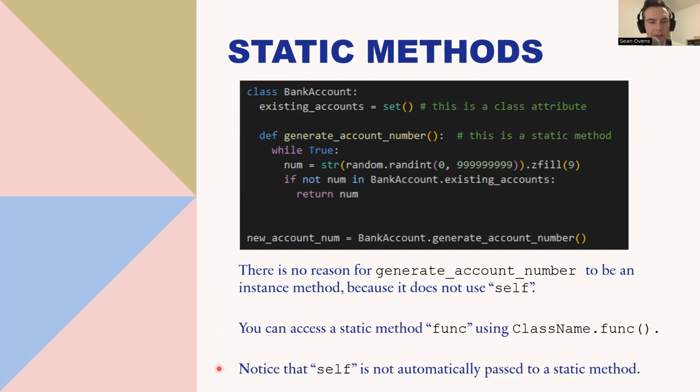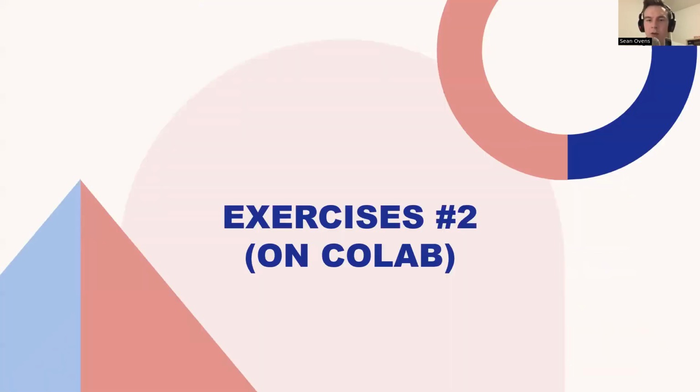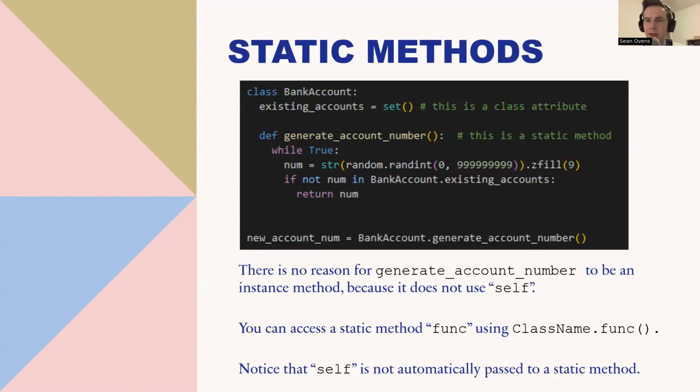Sorry, this is all stuff that I just said verbally. Does anybody have any questions about static methods or class attributes before we move on to the next exercise?